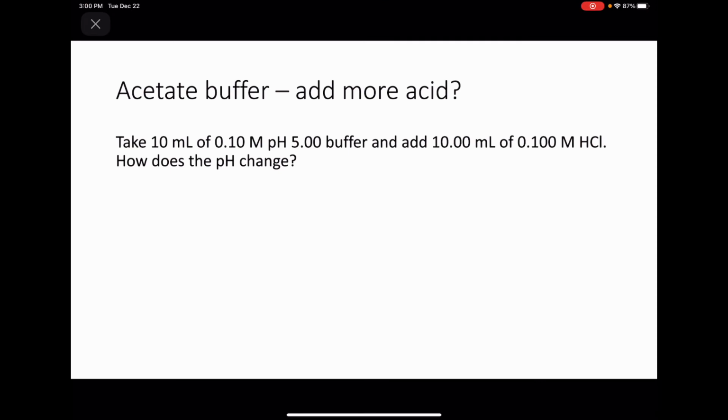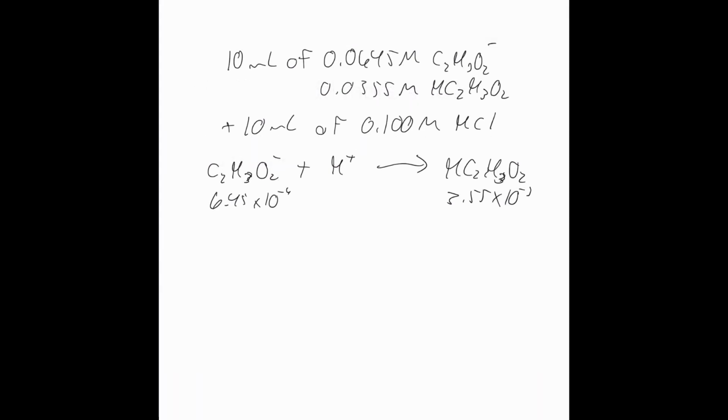So now let's try this problem with the same buffer, 10 milliliters, pH 5 acetate buffer. I didn't write that in, but that's what it is. Let's add a little bit more acid. So instead of 1 milliliter, let's add 10 milliliters of 0.1 molar HCl and see what that does to the pH. So now we've got the second problem set up where we have 10 milliliters of our buffer and 10 milliliters of a strong acid.